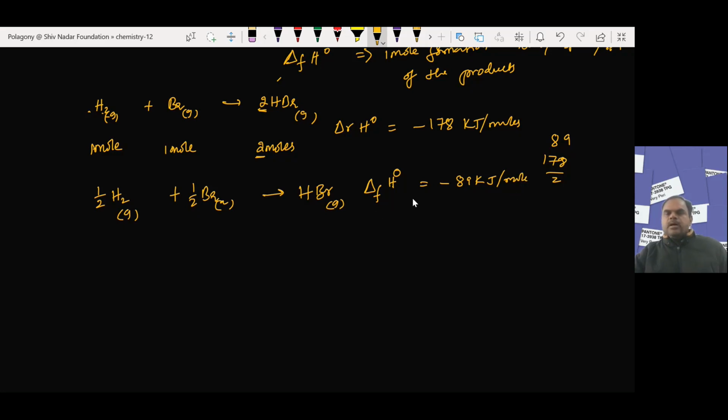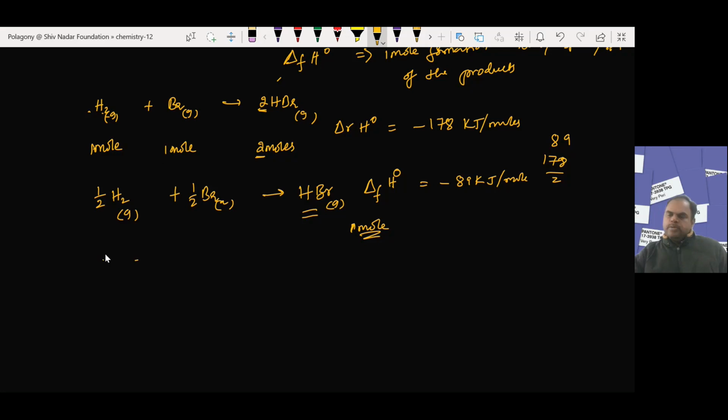Now the enthalpy of formation of the product HBr is equivalent to 1/2 of the enthalpy of the reaction. Then it is said to be the enthalpy change for the formation of HBr with respect to 1 mole. One mole we can consider.